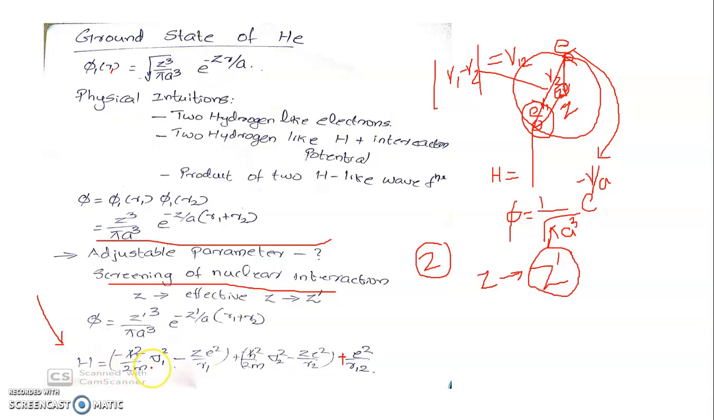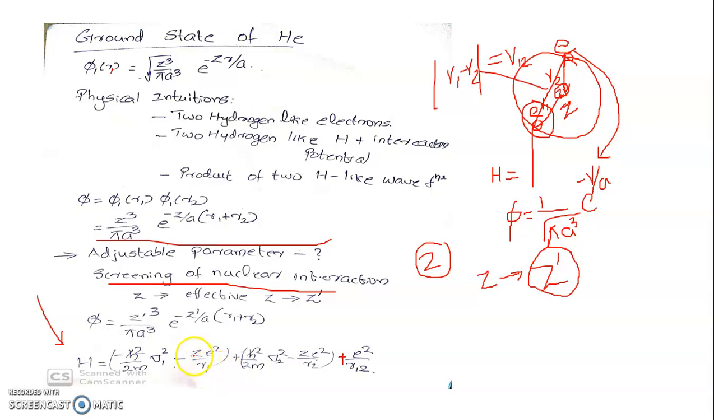The Hamiltonian is given by minus h bar square by 2m del 1 square minus Z e square by R1 plus minus h bar square by 2m del 2 square minus Z e square by R2 plus e square by R12. I'll have to incorporate Z prime into this expression. For that, what I am going to do is add and subtract terms in the expression for the Hamiltonian containing Z, modified in terms of Z prime.